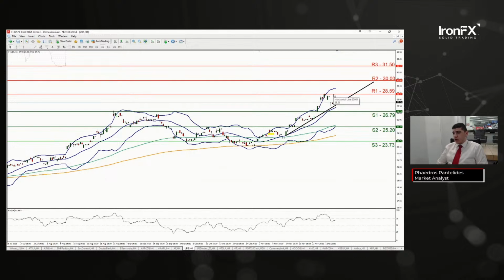And for a bullish outlook to continue, it would have to break above R1 simply. For a bearish outlook, simply breaking below S1. And for a sideways bias, staying between S1 and R1.